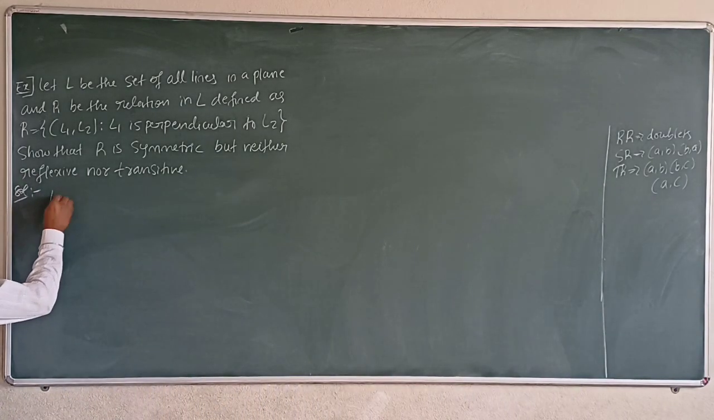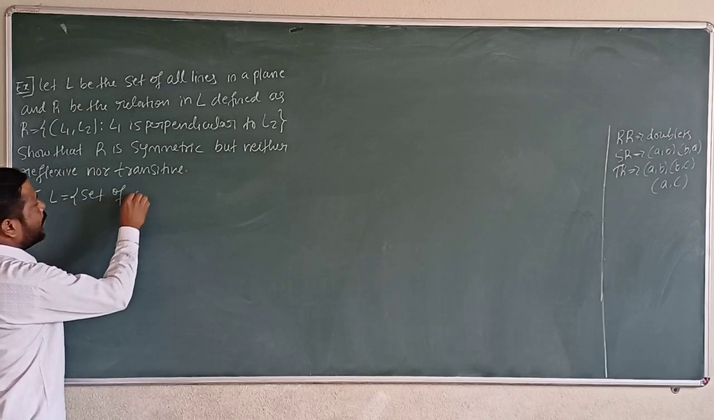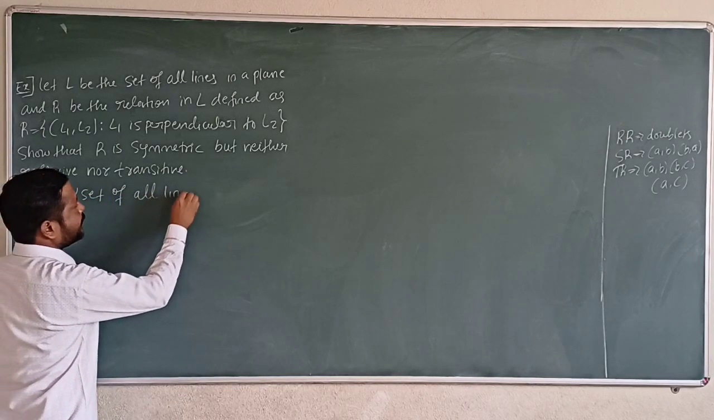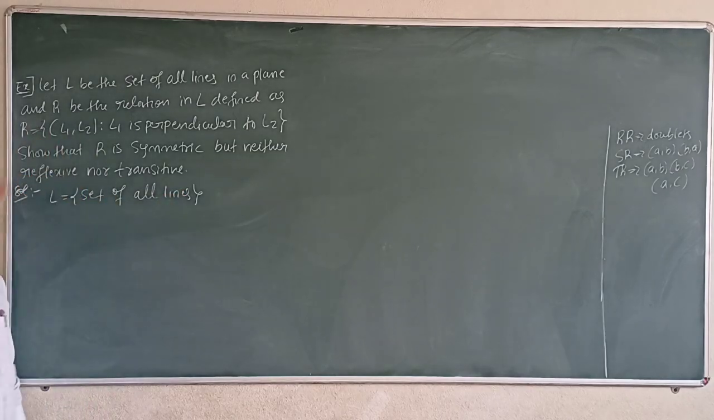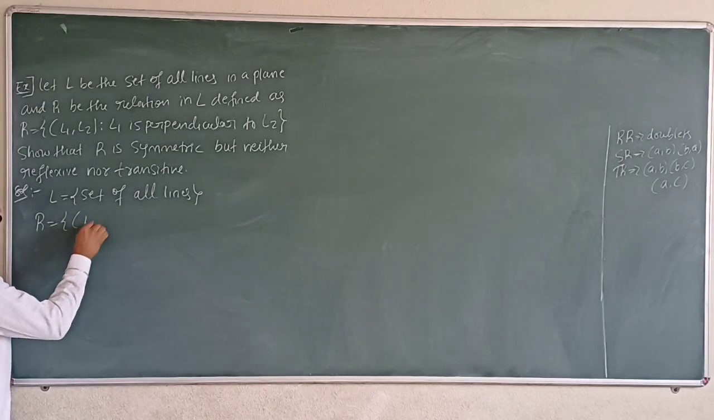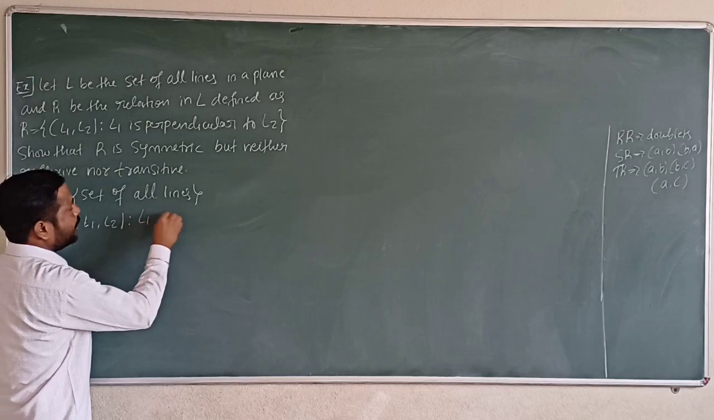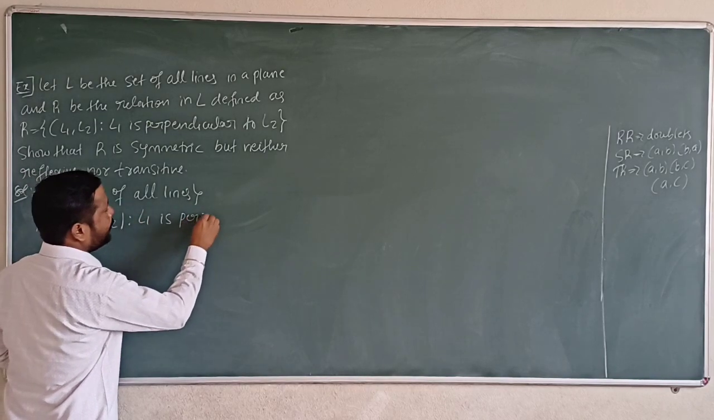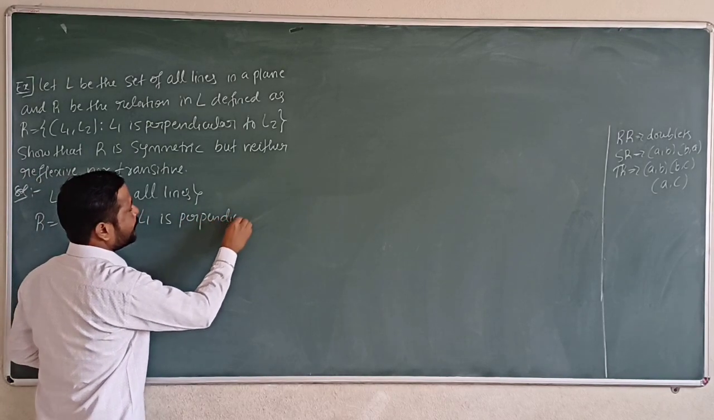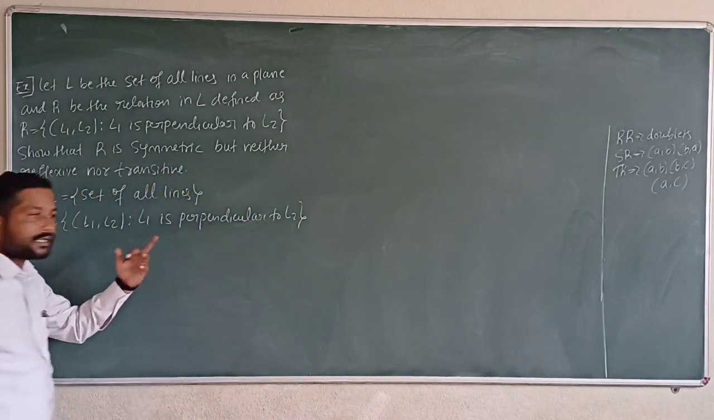Take L to be the set of what? The set of all lines. All lines available, right? What is the relation here? Relation R = {(L1, L2)} such that L1 is perpendicular to L2. This is the relation.